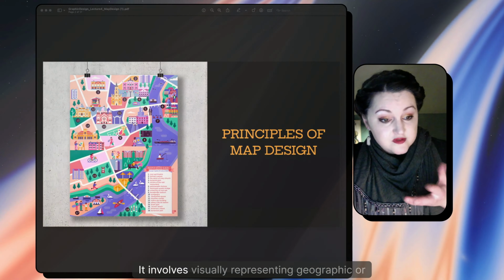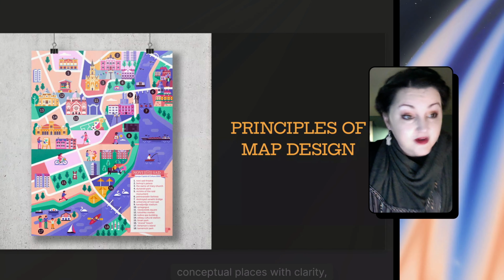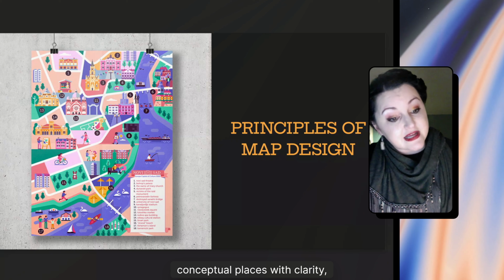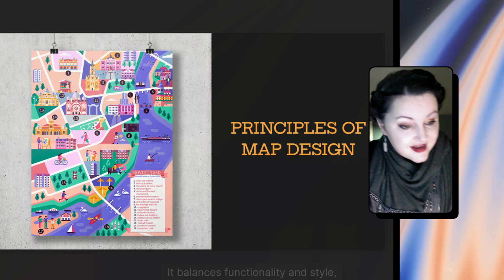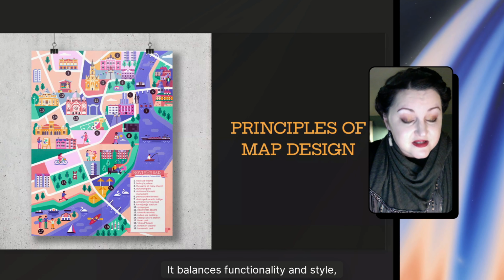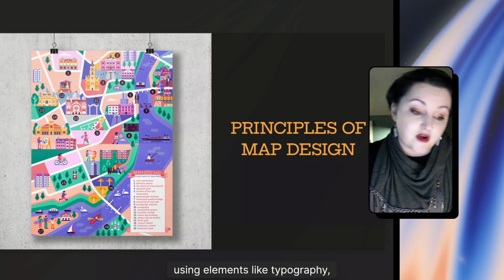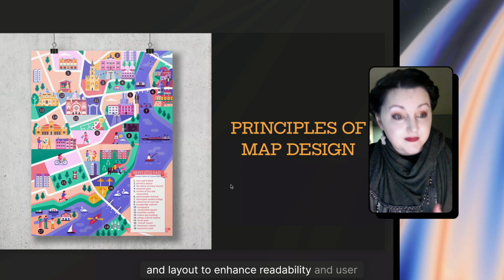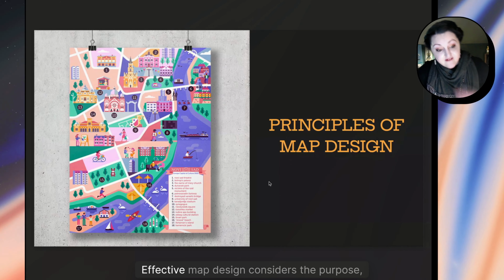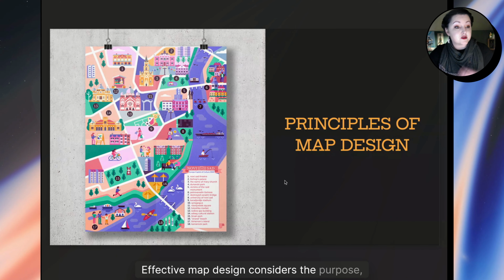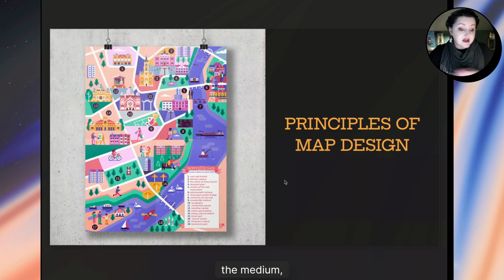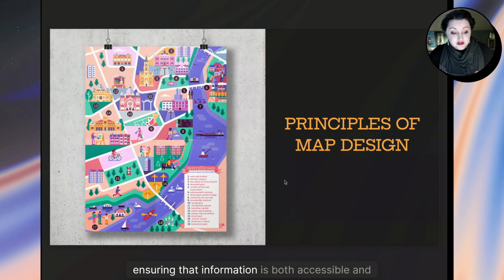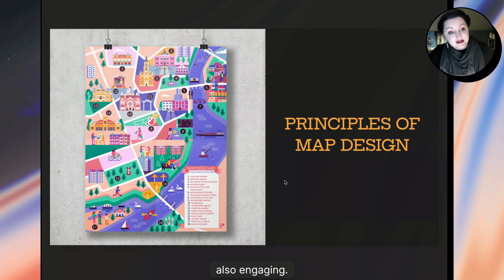Let's get started. Map design is a unique application of graphic design. It involves visually representing geographic or conceptual places with clarity, hierarchy, and aesthetics. It balances functionality and style using elements like typography, color, icons, and layout to enhance readability and user experience. Effective map design considers the purpose, the audience, and the medium, ensuring that information is both accessible and also engaging.